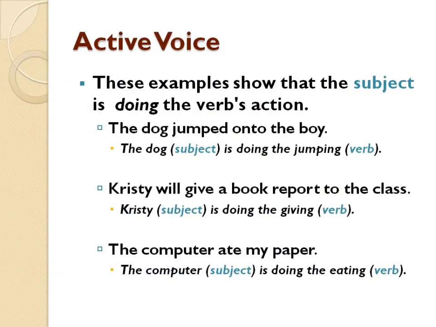Here we have some examples showing that the subject is doing the verb's action. Okay, first, the dog jumped onto the boy. The dog is the subject. He is the doer of the action, is doing the jumping. Jumping is the action. Okay, here the dog is doing the jumping action. The dog is the doer of the action.